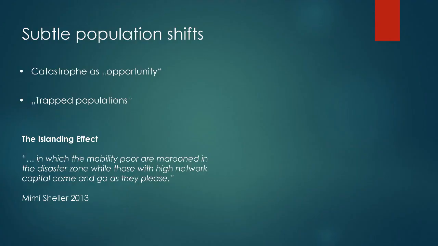Mimi Sheller has called this the islanding effect. She talks about the earthquake in Haiti, but I think it describes the situation at the lower Mississippi quite well. The islanding effect, in which the mobility poor are marooned in the disaster zone, while those with high network capital come and go as they please. So it's important not just to look at the dynamics that catastrophes produce, but also at the static elements, so to speak, at the importance of place dependence rather than displacement.